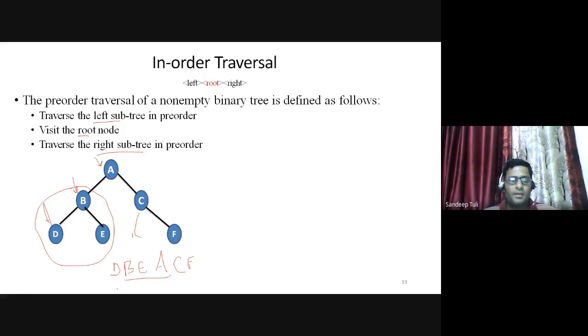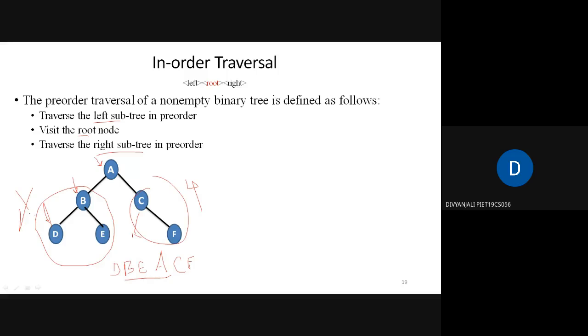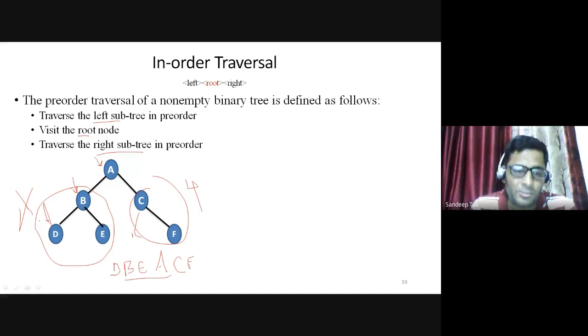As BD is a subtree, it also needs to be accessed in the same order. So what will its order be? DBE. So now A's left subtree has been accessed, and now the root node can be accessed. Consider this whole tree as X, and this whole subtree as Y. So the in-order will be X, A, Y. Now X is a subtree, so we need to find its order too. It will be DBE. And Y is also a subtree, so it will be CF. That's it.